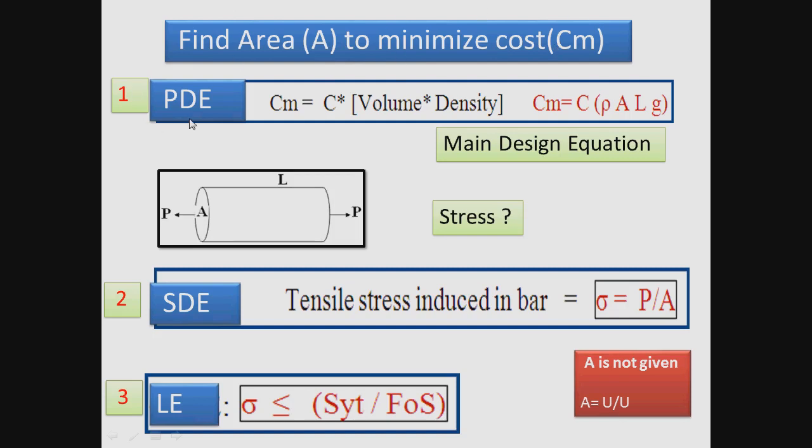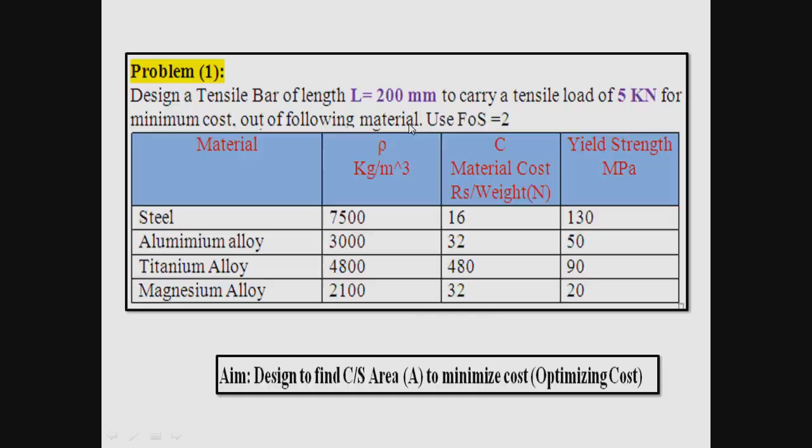So the first step is to form the primary design equation. What is the primary design equation? It is what we need to optimize. Here we need to minimize the cost. So total cost is given by cost per unit weight into mass, and mass is given by volume into density. Here the material rate is given per Newton.